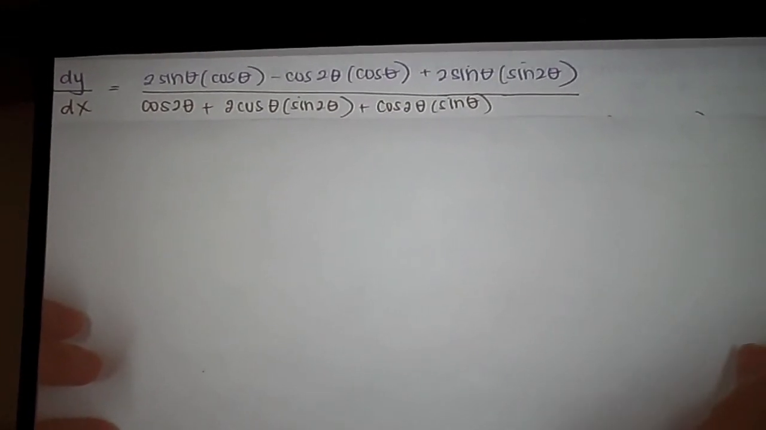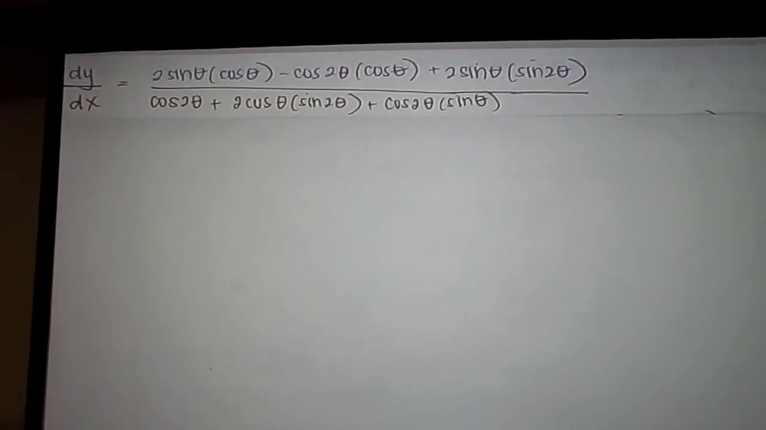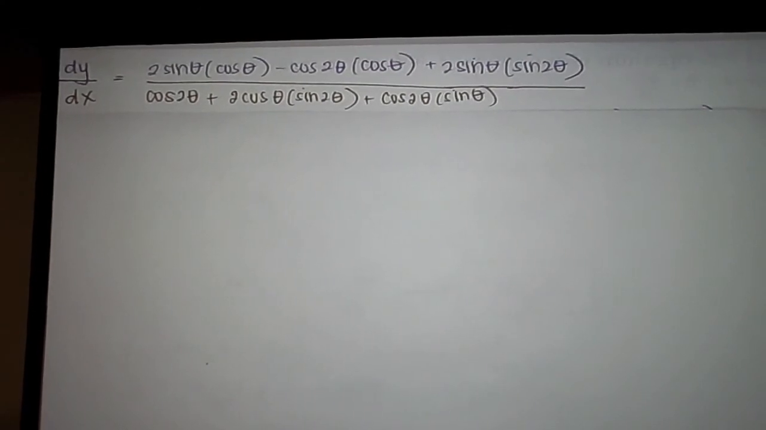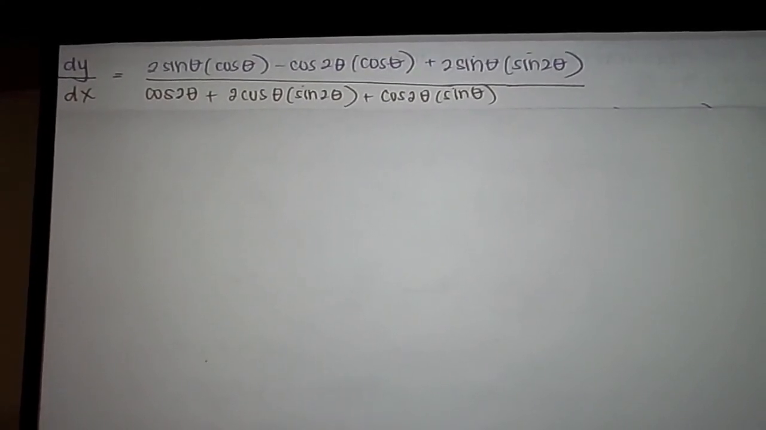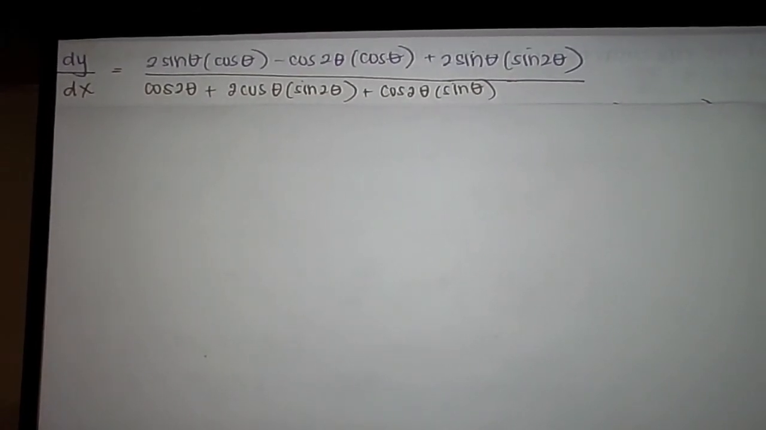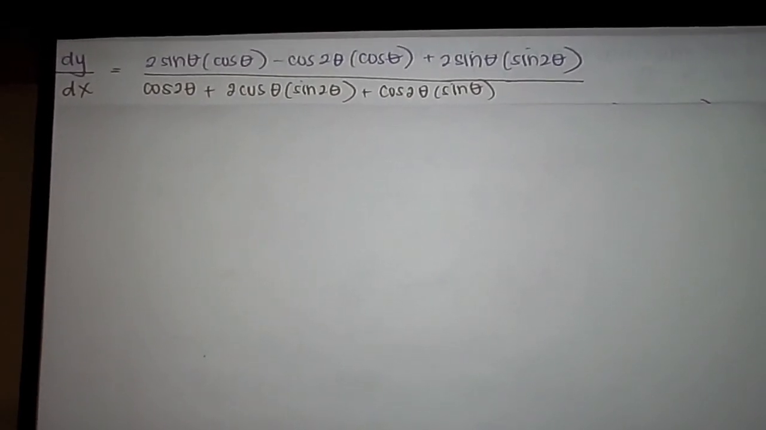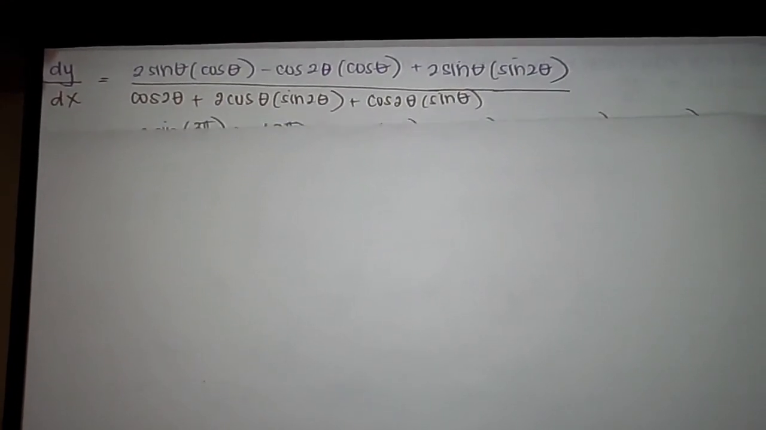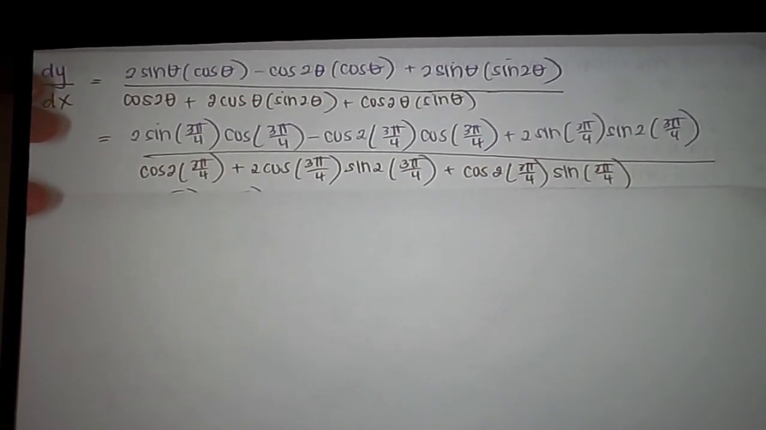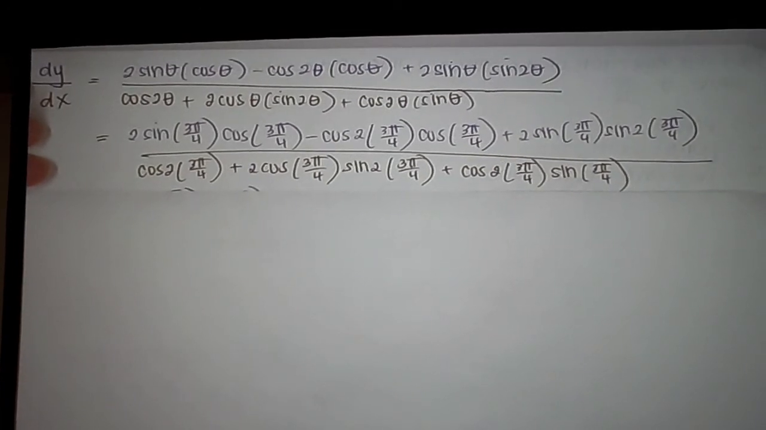And now we're looking for the slope. So it'll be dy over dx, which leads to 2 sine theta times cosine theta minus cosine 2 theta cosine theta plus 2 sine theta times sine 2 theta, over cosine 2 theta, that was a double angle, plus 2 cosine theta sine 2 theta plus cosine 2 theta sine theta. We plug in the thetas again, and then we find the values of them.